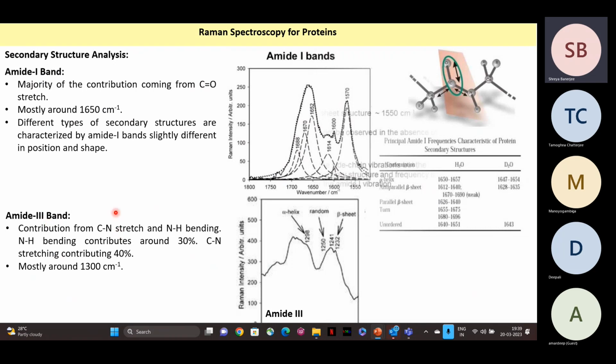The amide 3 band also is less important, but it also is different for different kinds of secondary structures. Like for alpha helix, the amide 3 band comes at 1298, for random coil at 1250, and for the beta sheet, it comes at around 1232. So from the amide 3 band also, the secondary structure can be predicted.